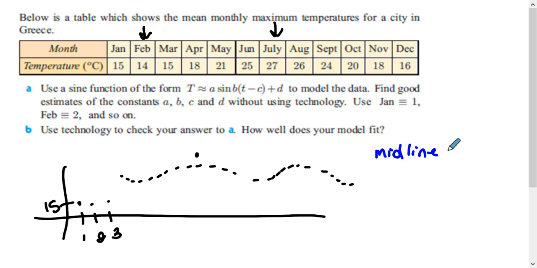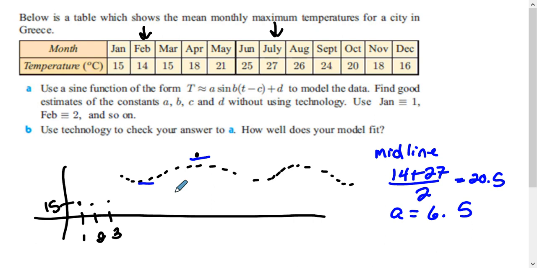So finding that midline, these are the two values. 14 is the low, 27 is the high. Midline is halfway between them. So (14 + 27) / 2. When we do that, we get 20.5. Our amplitude, find the value from the midline to the max, midline to the min. So therefore, how far is it from 20.5 up to 27? Our A therefore is 6.5.